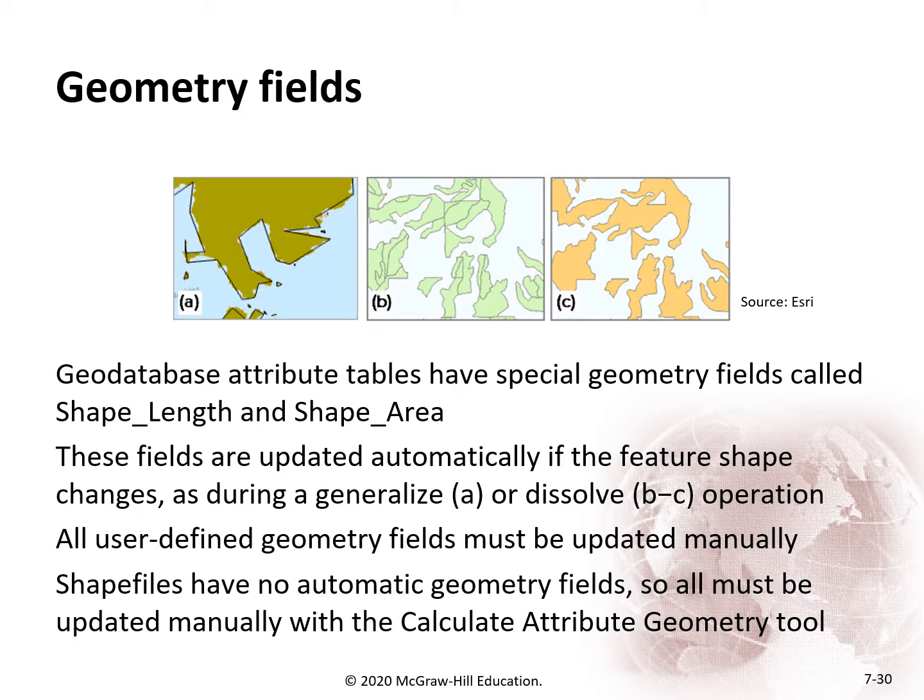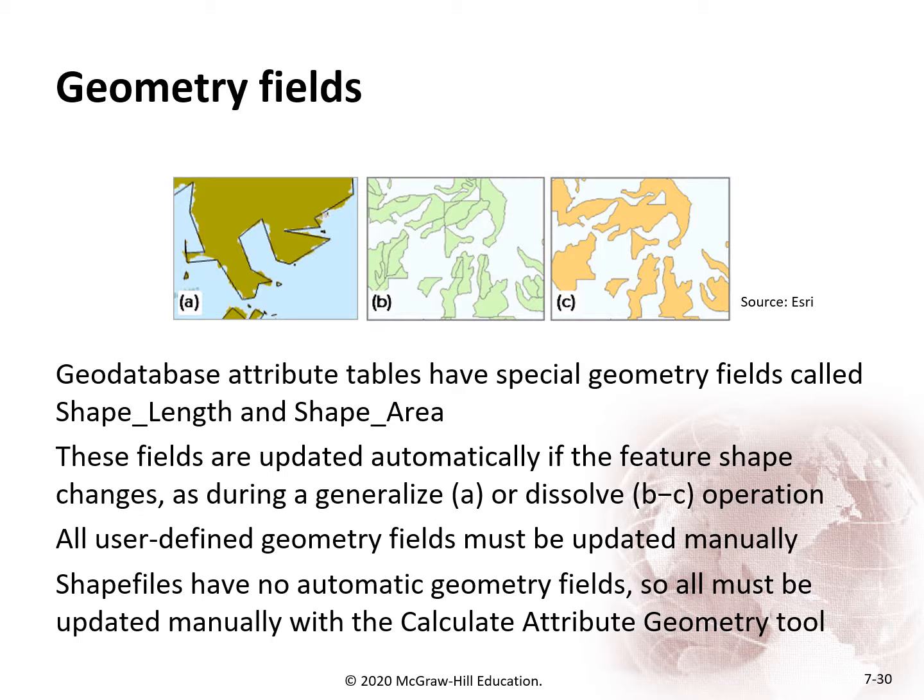There are also geometry fields, things like geodatabase attributes like Shape_Length and Shape_Area. Okay, these fields are automatically updated when the feature shape changes. If the feature shape changes during a generalization or dissolve operation, all user-defined geometry fields must be updated manually.